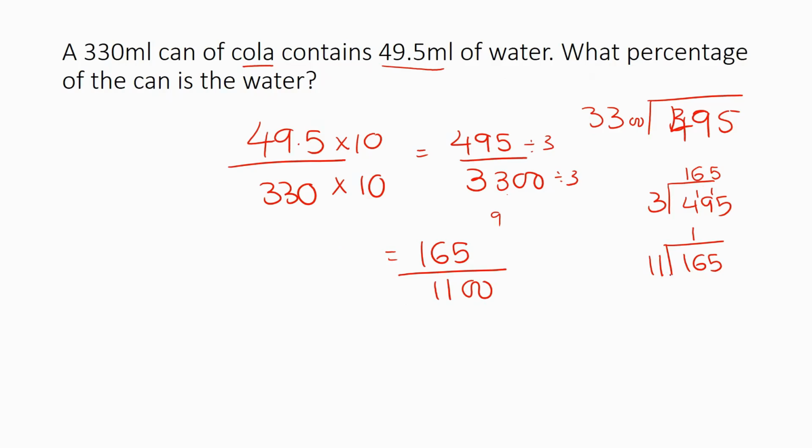How many times does 11 go into 16? Once, so remainder 5. And then how many times does 11 go into 55? 5. Okay, perfect. So that is 15 over, don't forget that's our 100 here remaining, which means that it's going to be 0.15, and we want the answer in percentage, so we need to times it by 100%. So the final answer would be 15%.